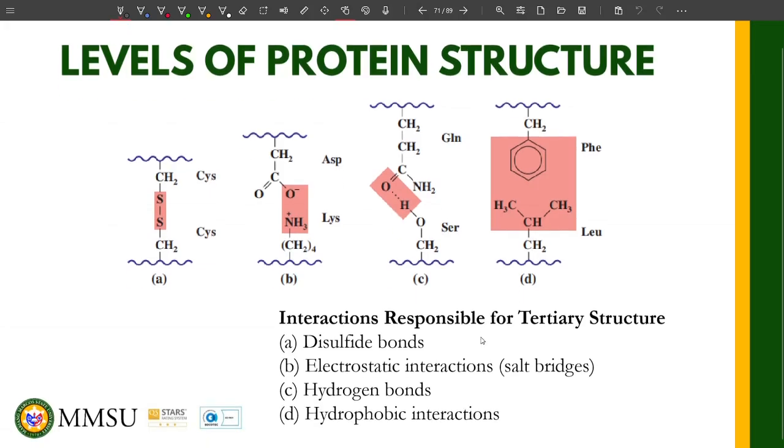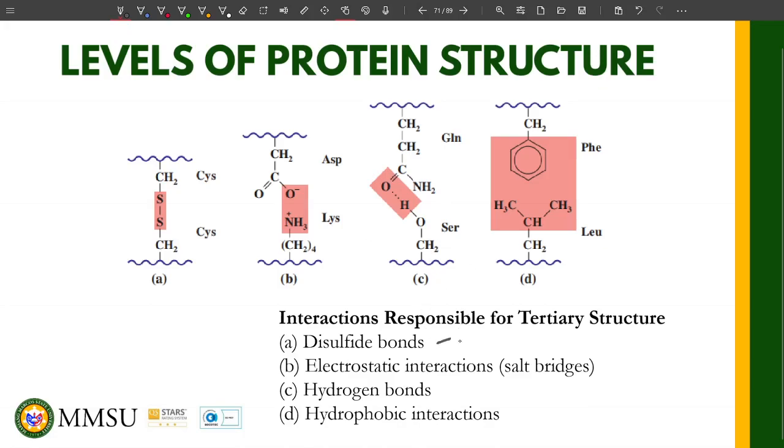We have four: disulfide bonds, electrostatic interactions, or also known as the salt bridges, and then hydrogen bonds, and then hydrophobic interactions. So sa disulfide bonds, I have already discussed that one. It is the bond between two cysteine amino acid residues, just like this one. Di ba si cysteine lang yung may kaya na magkaroon ng disulfide bonds. And actually, disulfide bonds, this is the strongest among the four interactions.